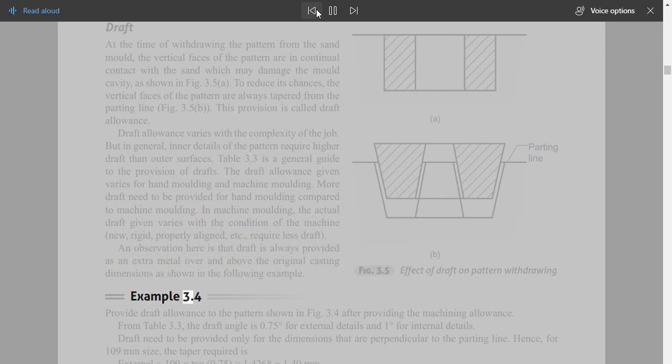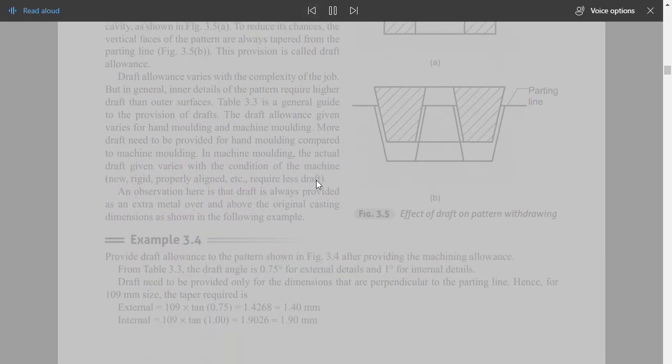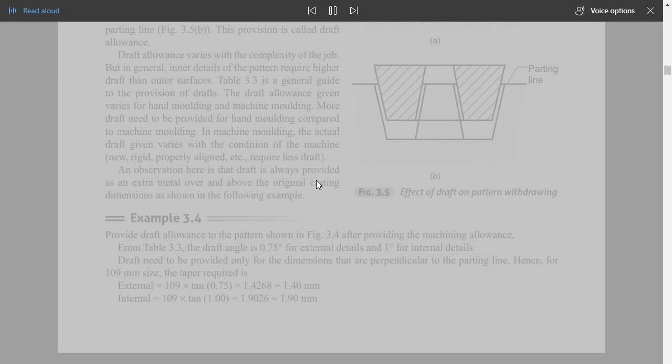Example 3.4. Provide draft allowance to the pattern shown in Fig. 3.4 after providing the machining allowance. From Table 3.3, the draft angle is 0.75 degrees for external details and 1 degree for internal details. Draft needs to be provided only for the dimensions that are perpendicular to the parting line. Hence, for the 109 mm size, the taper required is: external = 109 × tan 0.75° = 1.4268 ≈ 1.40 mm; internal = 109 × tan 1.00° = 1.9026 ≈ 1.90 mm.